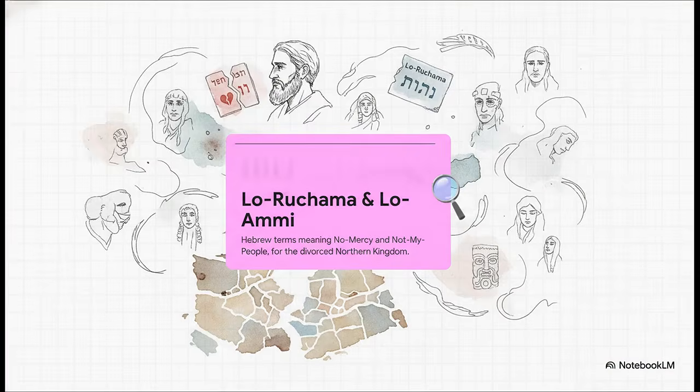In the book of Hosea, chapter 1, the prophet actually gives us two pretty chilling Hebrew terms for these divorced 10 tribes. The first is lo ruchama, which literally means no mercy. And the second is lo ami, meaning not my people. Over time, these 10 tribes were utterly lost to history. They were swallowed up by the Gentile nations, completely and totally assimilated into pagan cultures.